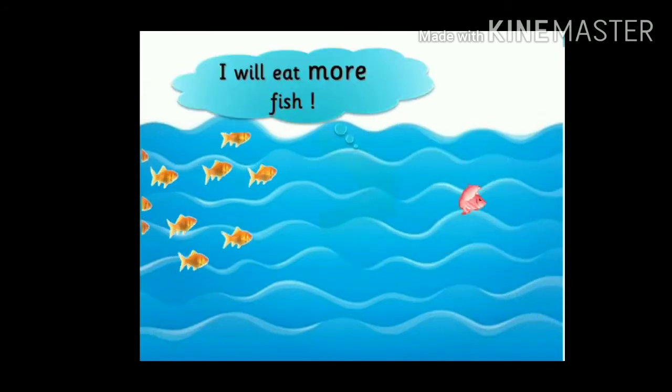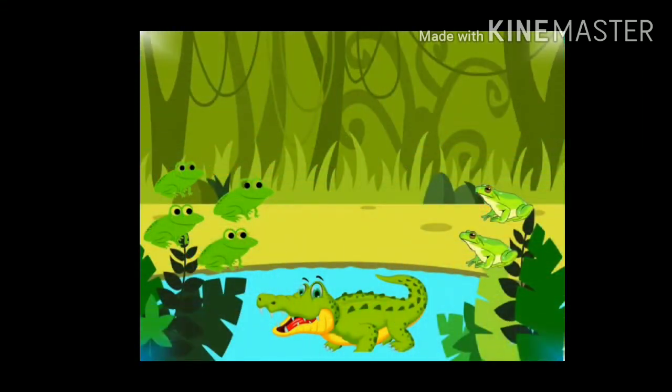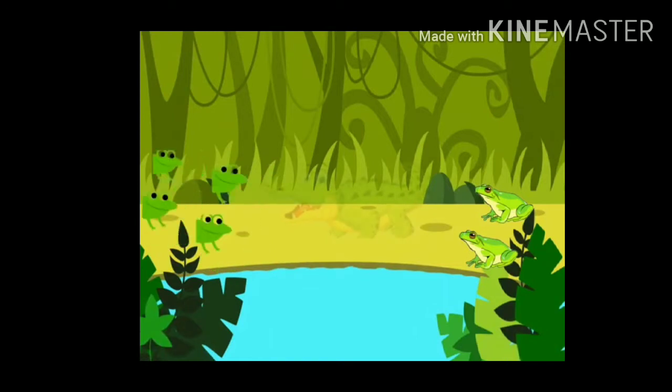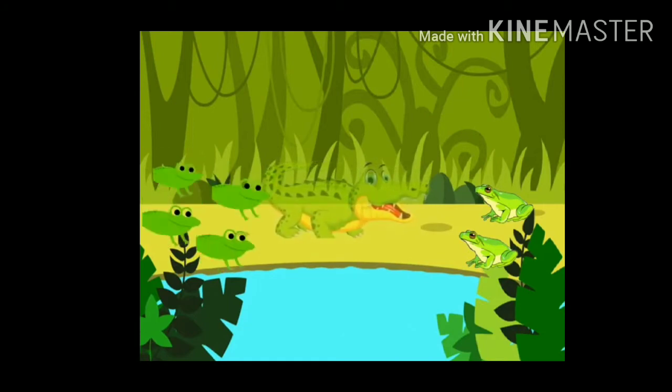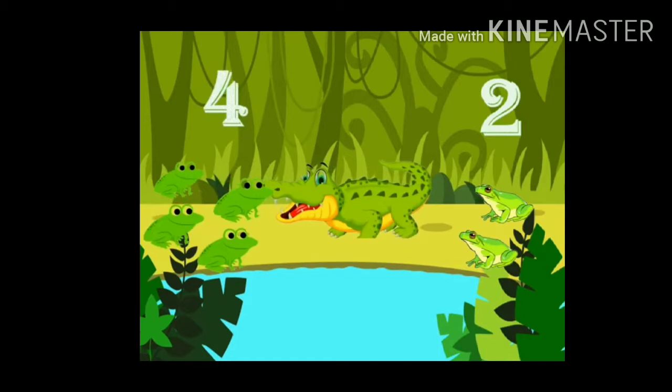Now, see here, I will eat fish, but I want more fish, not one. So where is the more, right side or left side? I think left side. Oh my God, here are some good tasty frogs. But where are the more frogs, right or left side? So left side, more frogs. So I eat 4 frogs, and on the right side there are 2 frogs.